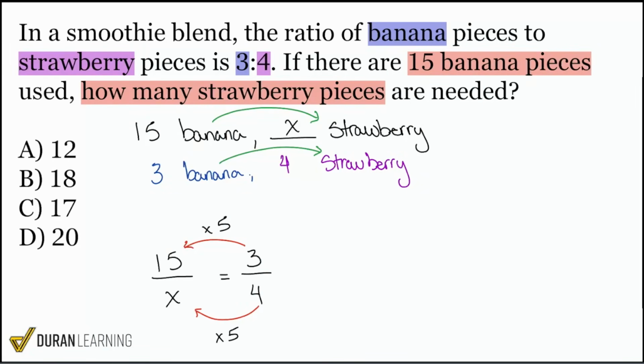There we go. Yep, that is choice D. 4 times 5 is 20. X equals 20. That's how many strawberry pieces we had in this smoothie blend. Booyah. There we go. Nice and easy. And here's another thing, everybody.